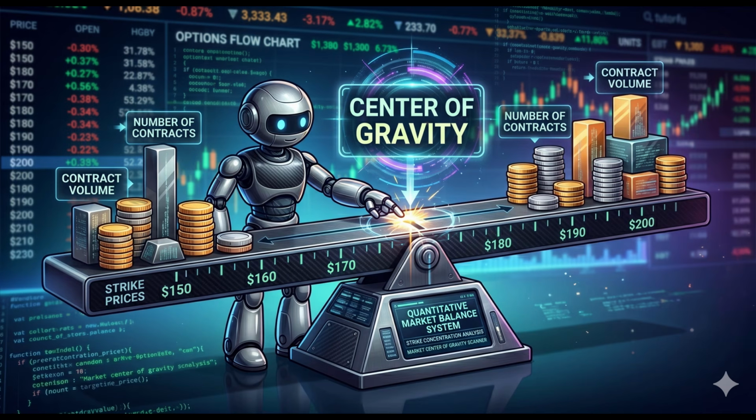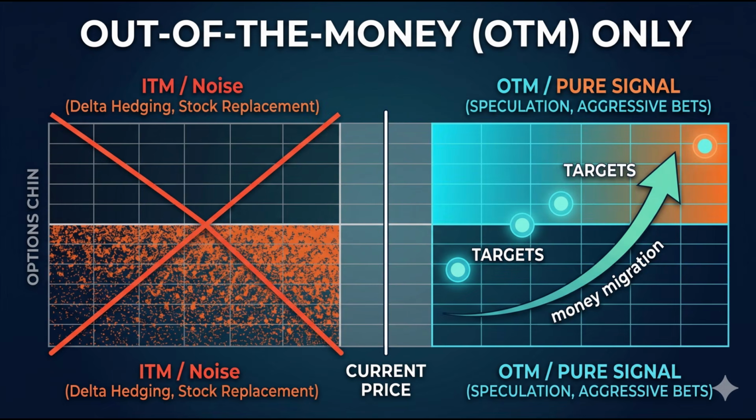But we are adding a critical twist. We are strictly isolating out of the money options to find our targets. If you're new to trading, think of out of the money contracts as pure aggressive bets that a stock is going to make a massive move. If you're a seasoned trader, you know exactly why we're doing this. We have to strip out the noise.